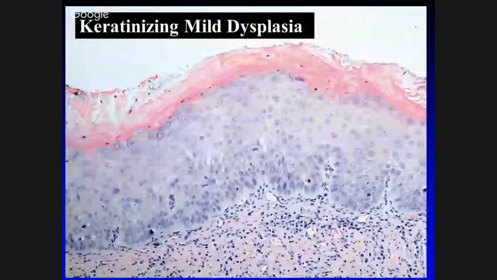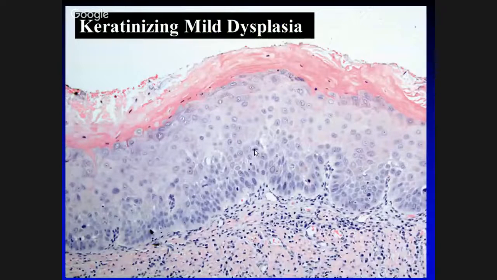So here's vocal cord in the lower zone. There's a loss of polarity. There are mitoses, basement membrane. There's increased NC ratio. This is mild. Active? Absolutely.